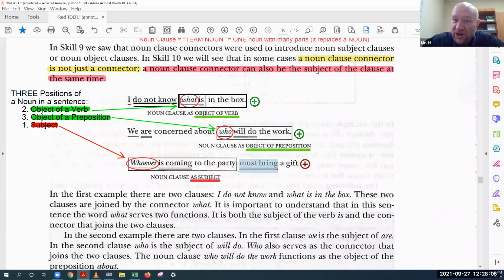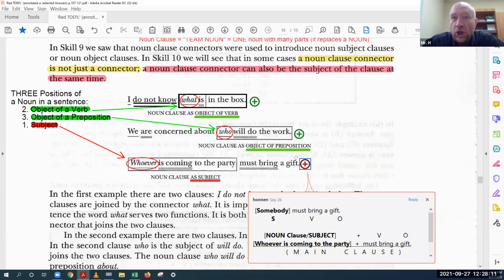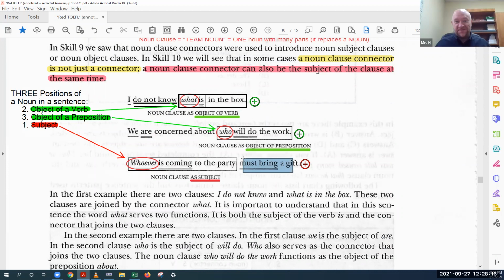That's your main verb from the main clause. So now I need to know who must bring a gift, right? Who must bring a gift? We don't know. So we use the clause. Explain the clause, please. Noun clause. Yes. So whoever is coming to the party is a noun. So I want to know the first subject. If must bring is your first verb, where's the first subject?